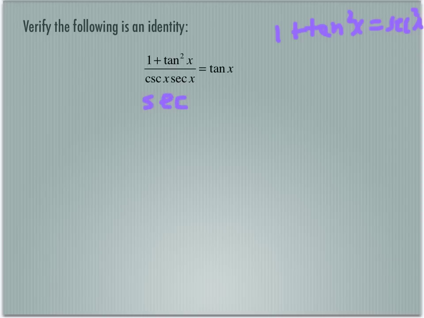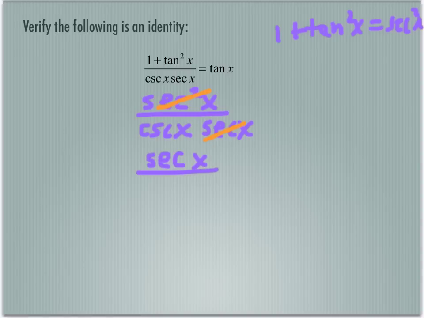So it's going to be secant squared over cosecant secant. Remember, I'm not doing anything with that right side at all yet at the moment. Now, how do you know when you can cancel things out? That's always a point of contention, it seems like, with pre-calc students. Well, everything is multiplied and divided here, so I can actually cancel out one of these secants. And so then what I'll have is the secant of x over cosecant of x.